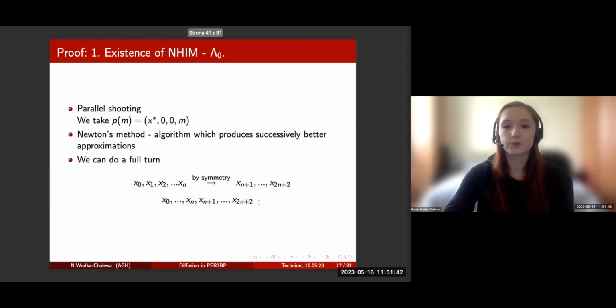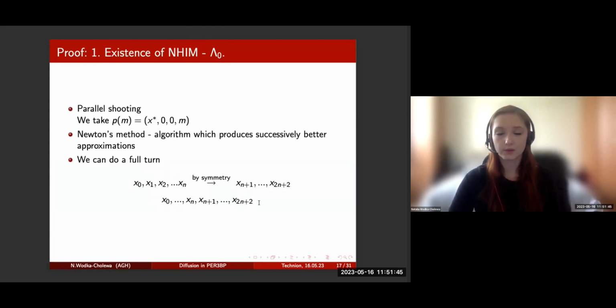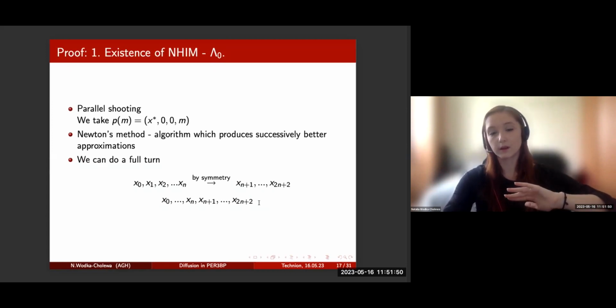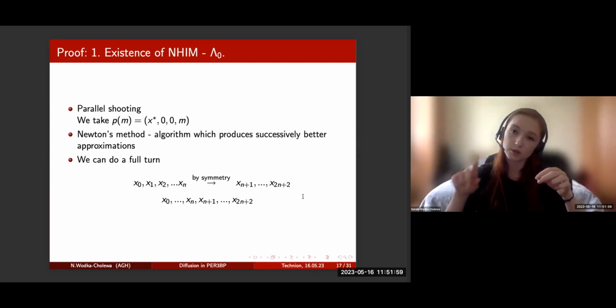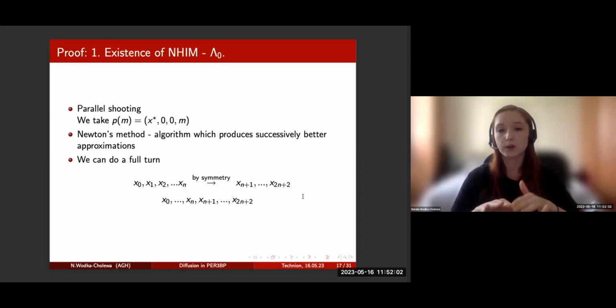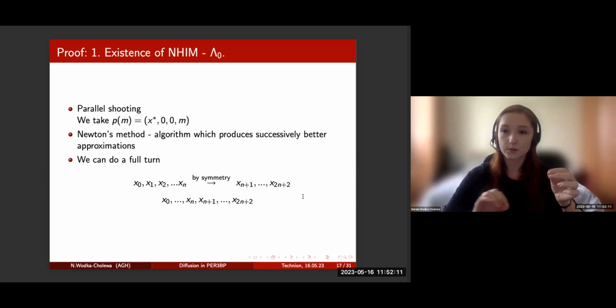And you can do only a half of the orbit, as I said, because by the symmetry you have the other half. So I go from x0 to x1, and then I can produce by the symmetry the rest of the points. So I have the connection, and it's a full turn. Of course, you can do it without going with the symmetry. You can also, but you have more points, so the estimate can be worse, right?